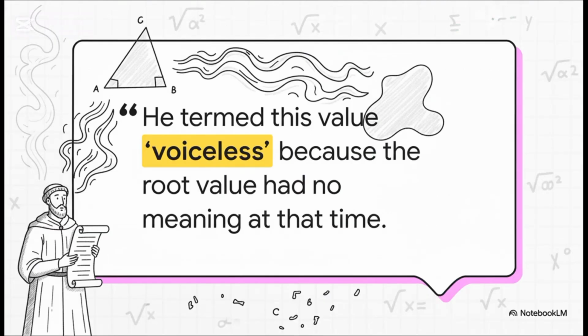You heard that right. Way back in 1150 BC, a mathematician named Gerardo of Cremona was playing around with Pythagoras' theorem and stumbled on something new, a new kind of number. He called it voiceless, in Latin, surds, because these numbers couldn't be spoken or written down cleanly. It was like they were a mathematical ghost.